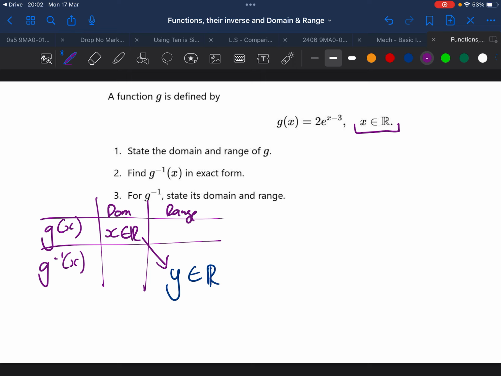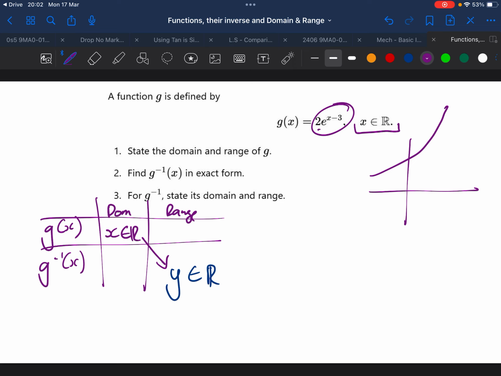Range, what's the range? Well, I need to look at this and understand what kind of graph I have in front of me. So this is essentially an e to the x graph. The minus 3 inside the function is just going to move it to the right, and the 2 at the front is just going to stretch the diagram. But ultimately, it will look something like this still.